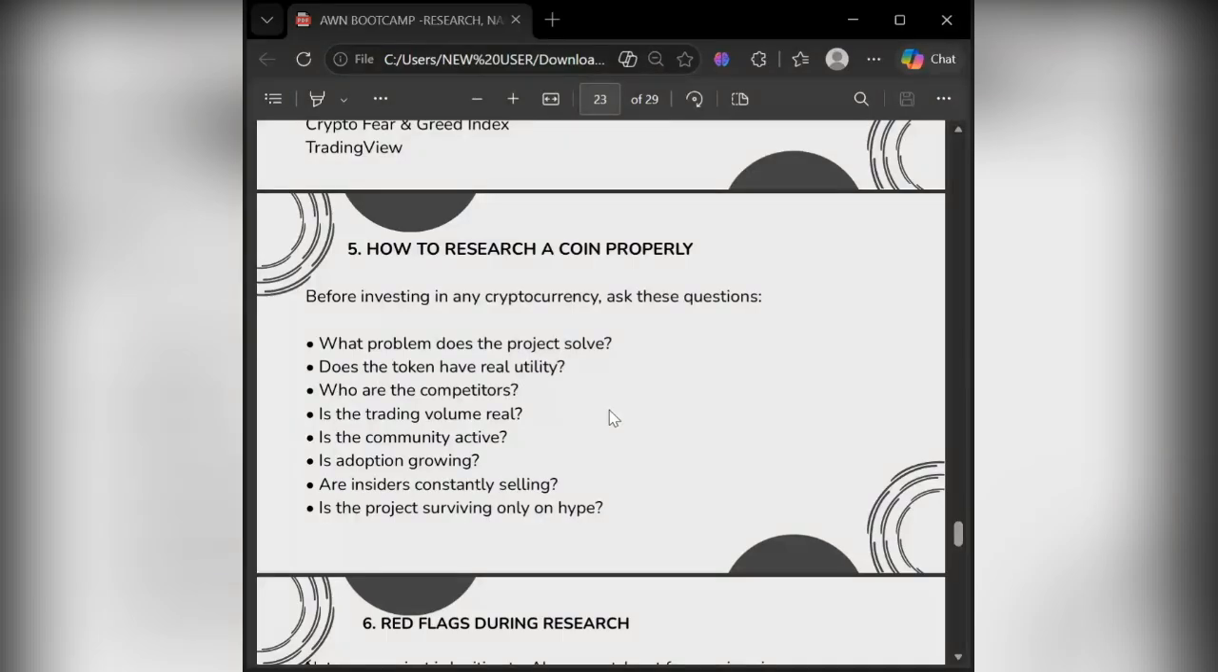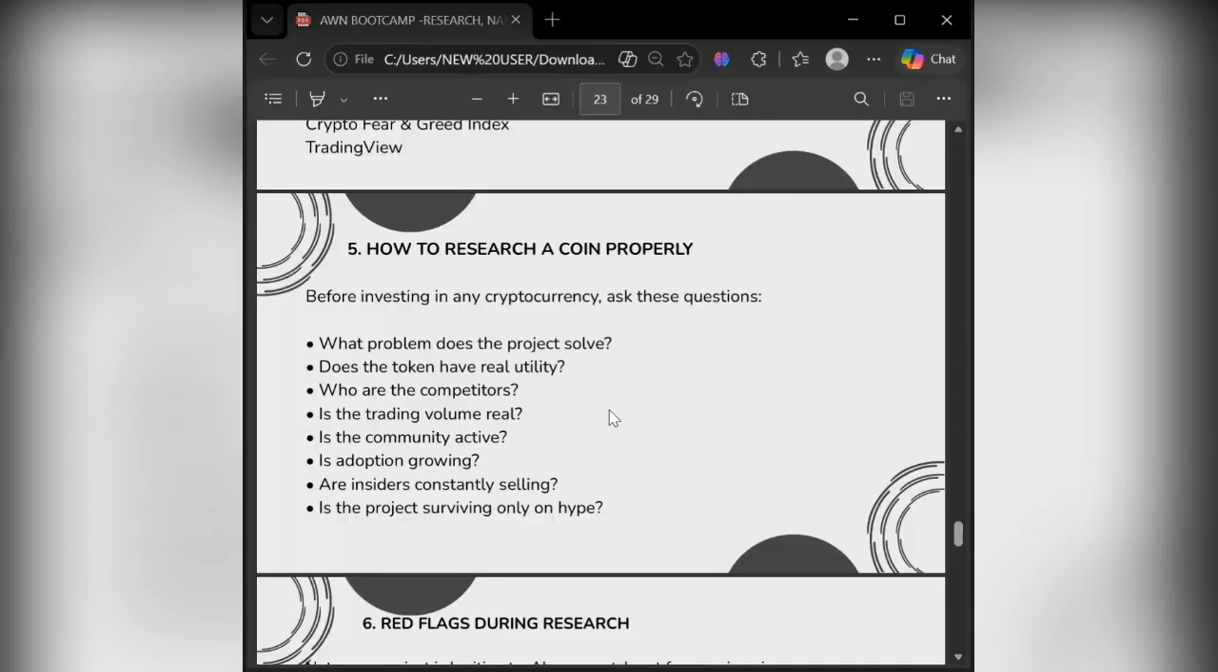How to research a coin properly. I'll drop this material with you guys. Before investing in cryptocurrency, you have to ask questions, right? You don't just open your exchange to trade. Like I said, there are narratives, there is market sentiment, there is basically a lot for you to research before going into a project. When I use the word project, I don't want to use only coin or token, which would be limiting. When I use the word project, I mean a crypto project. A coin or token is under a crypto project, right?